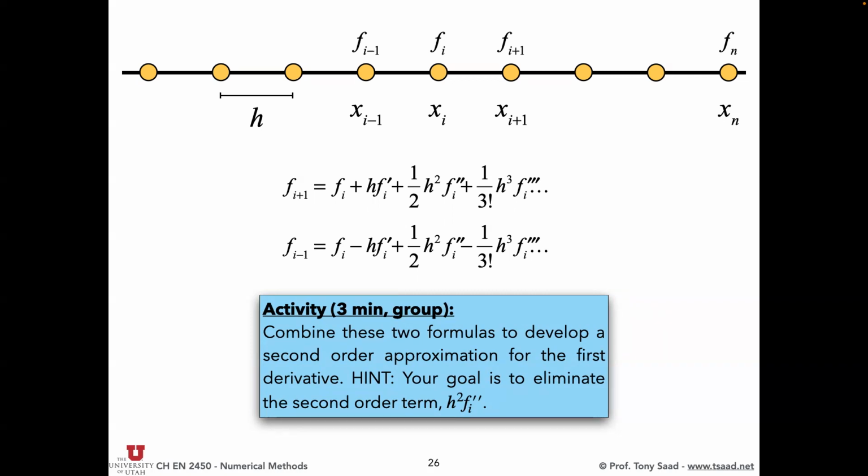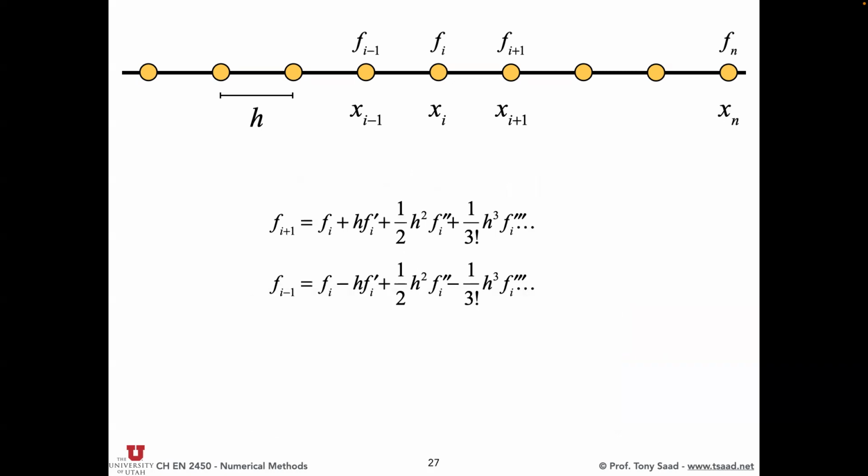H squared, correct, yep. So here's what I'm going to do. I'm going to subtract these two formulas. So f_{i+1} minus f_{i-1}, that's what you get on the left-hand side. These terms are important. These are values that you're going to use to estimate the derivative.